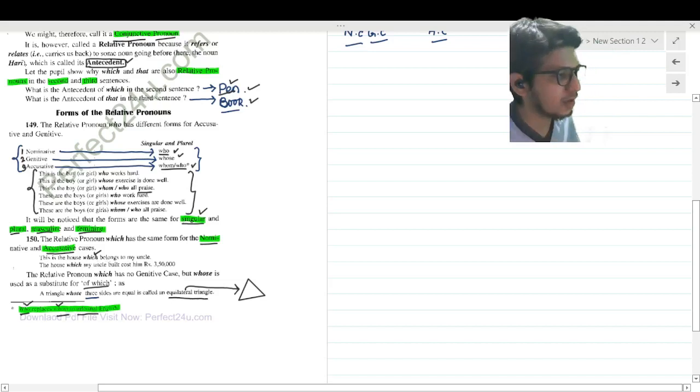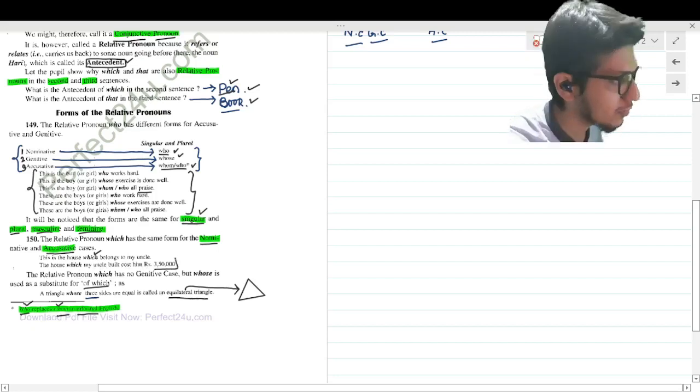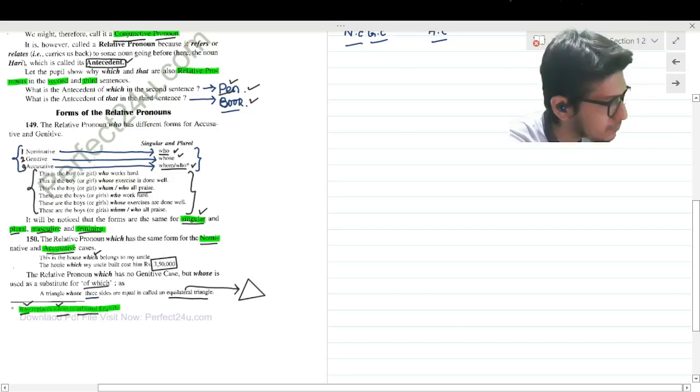This is the house which belongs to my uncle. This house which my uncle built cost him 3,50,000 rupees. In the first sentence, which is used as nominative case. In the second sentence, which is used as accusative case.